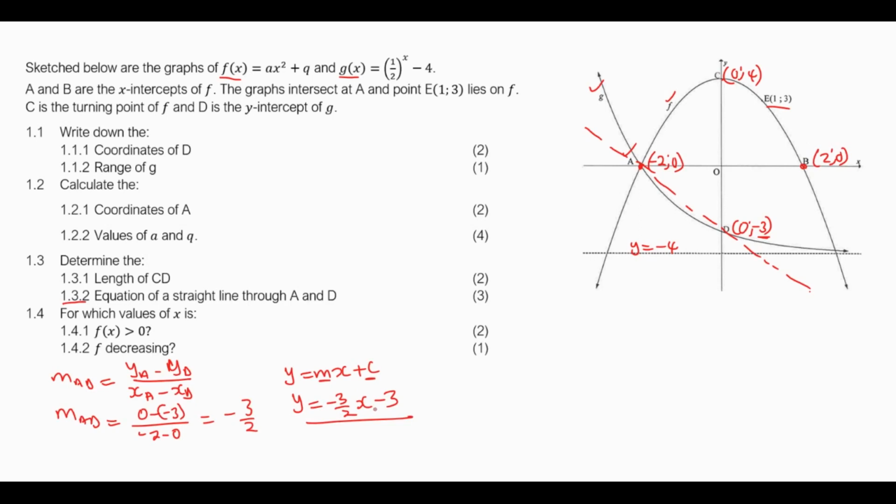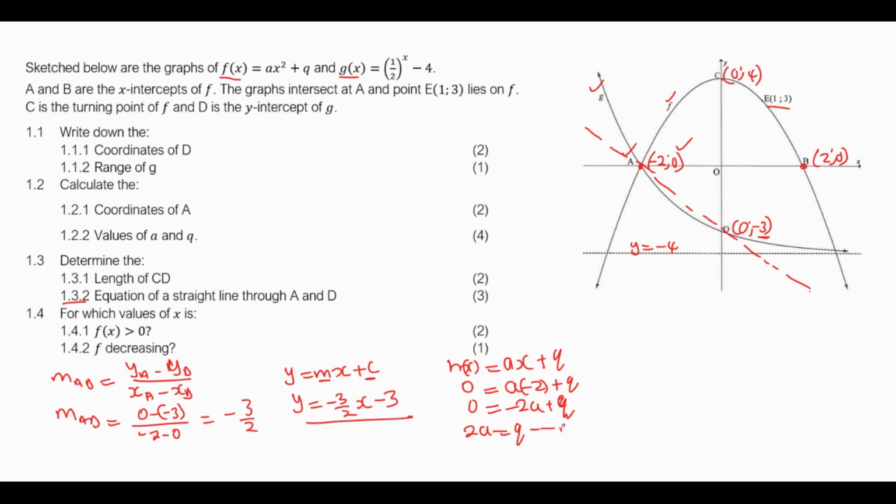The other way of doing this is to start with the general equation of a straight line. Let's call it h(x) = ax + q. Then we substitute the first point, which is point A. Where there's y, we put 0, and where there's x, we put -2. So 0 is equal to a times -2 plus q, meaning 0 is equal to -2a plus q, meaning 2a is equal to q.